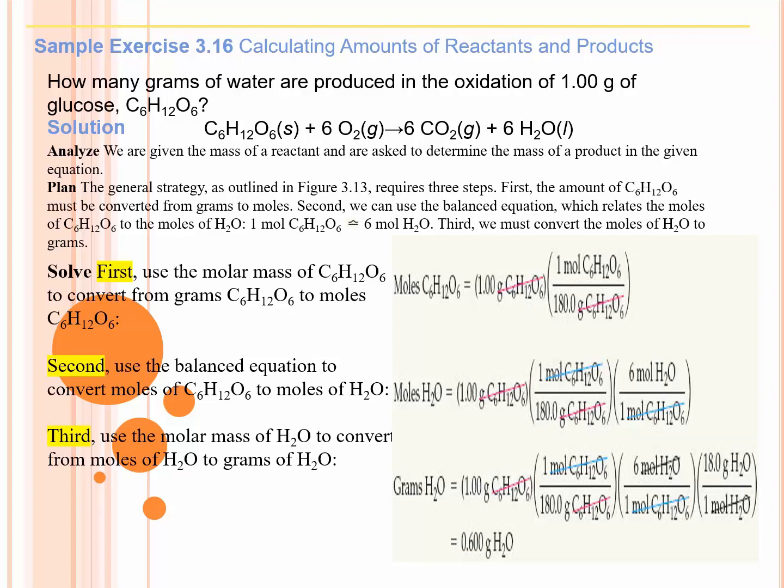And then you add the third conversion factor. You multiply by 18 grams of water per mole of water. This cancels with this. And the final answer is this one, 0.600 gram of water. Notice here, the final answer contains 1, 2, 3 significant figures, as in the given mass. 1.00 contains 3 significant figures. Remember this.